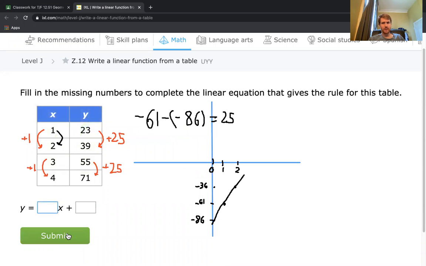So give this a try. If you can't get it, that is okay. I'm happy to help you. But the best way is looking for patterns in the tables and trying to figure out an equation that represents the patterns. Hope this is helpful.